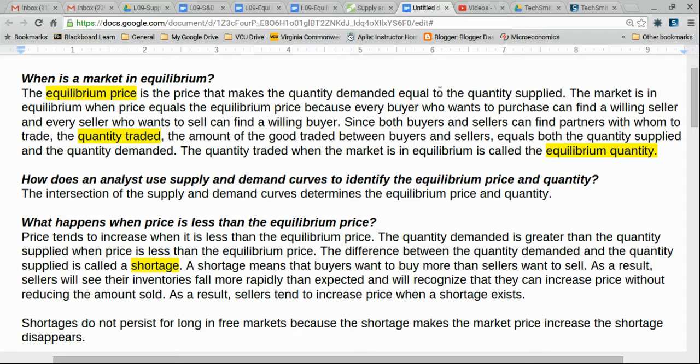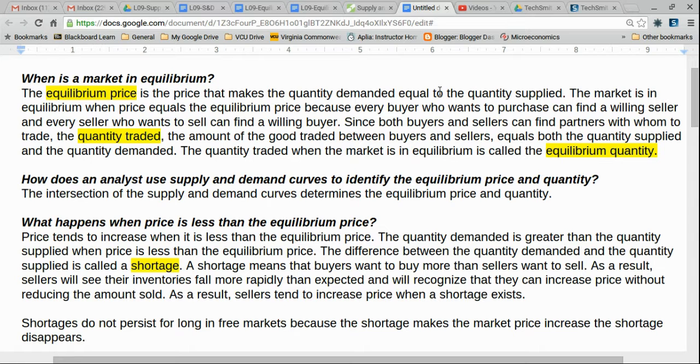The market is in equilibrium when price equals the equilibrium price because every buyer who wants to purchase can find a willing seller, and every seller who wants to sell can find a willing buyer. Since both buyers and sellers can find partners with whom to trade, the quantity traded, which is the amount of the good traded between buyers and sellers, equals both the quantity supplied and the quantity demanded. The quantity traded when the market is in equilibrium is called the equilibrium quantity. The intersection of the supply and demand curves determines this equilibrium price and the equilibrium quantity.